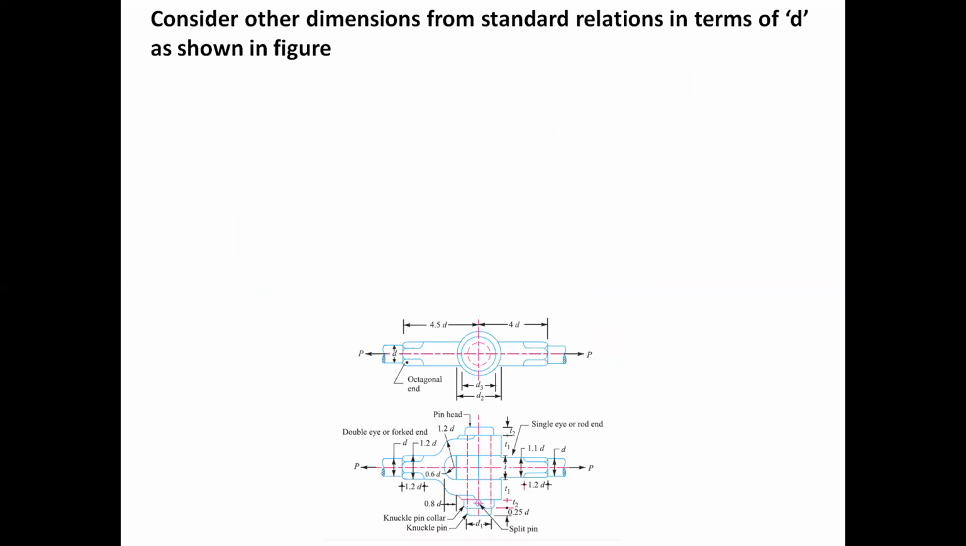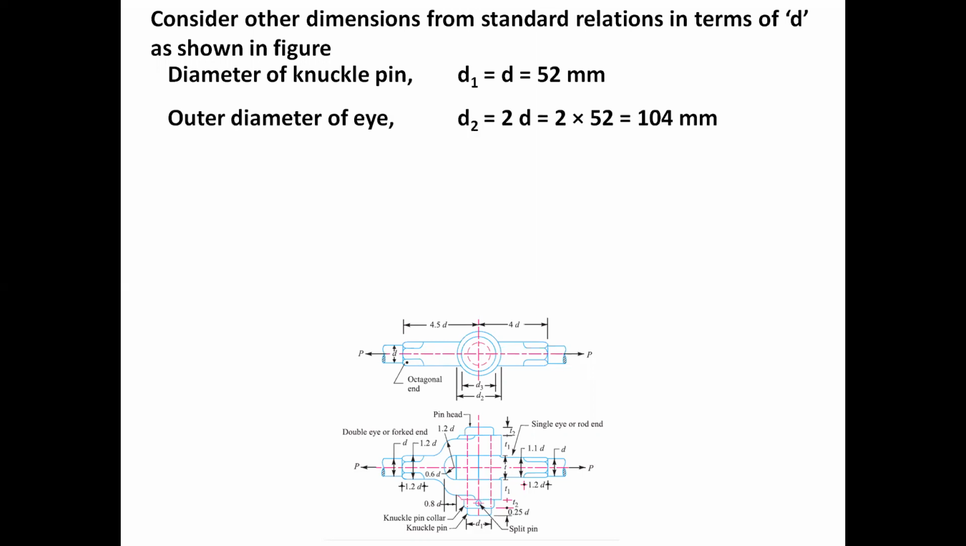Now look at this particular picture. You'll find that other dimensions of this knuckle joint can be in terms of d. So one by one we'll take all these dimensions. Now diameter of knuckle pin D1 can be the same as the diameter of the rod, so it comes out 52 mm. Outer diameter of the eye, so outer diameter of the single eye or double eye, that is D2, comes out twice of d, 104 mm.